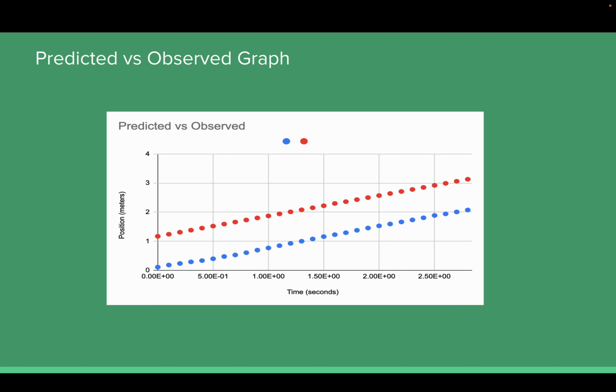Next, let's look at the predicted versus observed graph. These two lines are very similar in this position-time graph, where the x-axis has time in seconds and the y-axis has position in meters. As you can see, the blue is the observed and the red is the predicted. In this case, we can see that the observed has a lesser slope than the predicted graph. They both show constant velocity. However, the observed velocity is less constant and is less than the velocity of the predicted line, showing that forces such as friction may have made the velocity decrease.